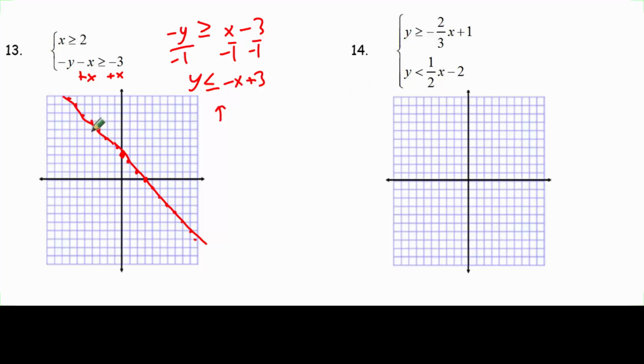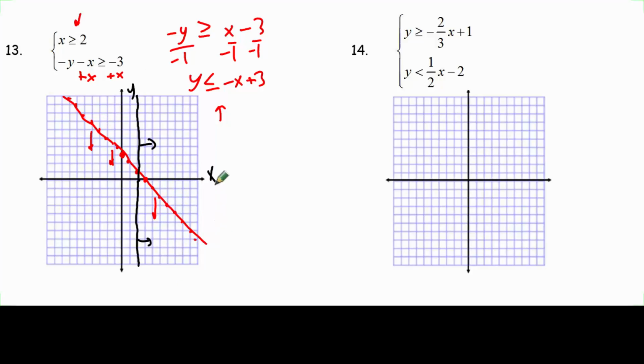Now when there's more than one going on, you need to be careful. So the smaller y's are down. I don't particularly want to shade all of this right now because I have more than one thing going on at the same time. I also have x has to be greater than or equal to 2. So I go over to 2, and it's a solid line here. And it's a greater than symbol, so the greater x's are to the right. X's go right and left, whereas y's go up and down.